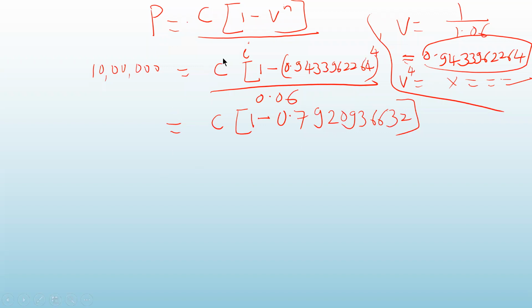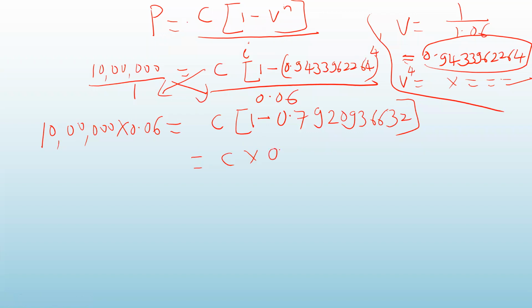Now, to find the value of C, we have to get rid of this denominator. So what will we do? We'll do the cross multiplication. We did this before also when we were solving the problems of accumulated value. When you have to calculate C, you have to get rid of this, so you multiply this with 10 lakhs. So 10 lakhs multiplied by 0.06 will give you, see this numerator, when you multiply by 1, you will get the same number back. Now when you subtract this number from 1, you will get 0.2079063368.